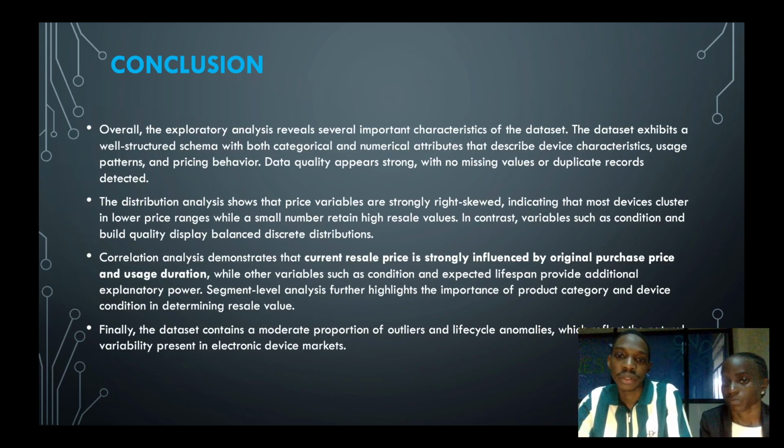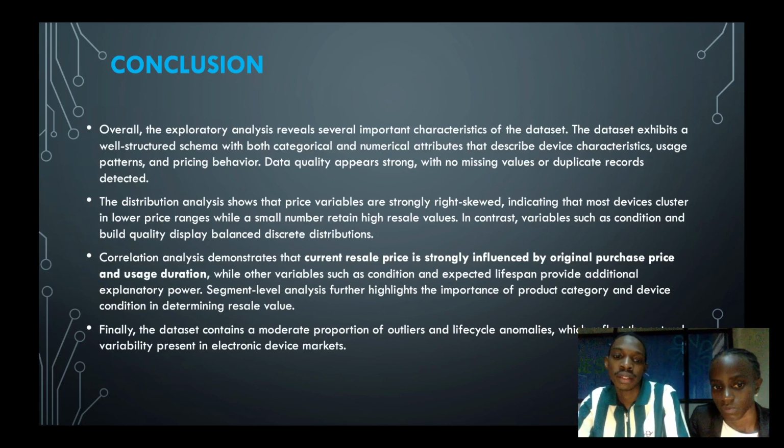Data quality appears strong with no missing values or duplicate records, and the distribution analysis shows that price variables are strongly right-skewed, indicating that most devices cluster in lower price ranges, while a small number retain high resale values. So the correlation analysis demonstrates that the current resale price is strongly influenced by original purchase price and usage duration, while others, such as condition and expected lifespan, provide additional explanatory power.